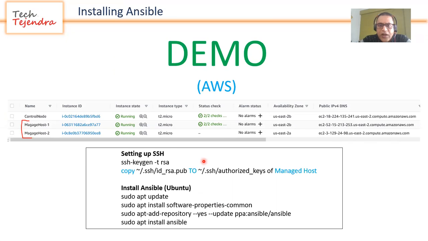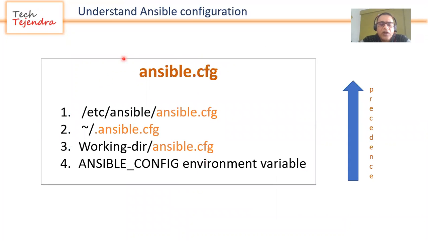Let me move ahead. Now let me understand Ansible configuration. Ansible configuration is the ansible.cfg file, the Ansible configuration file.